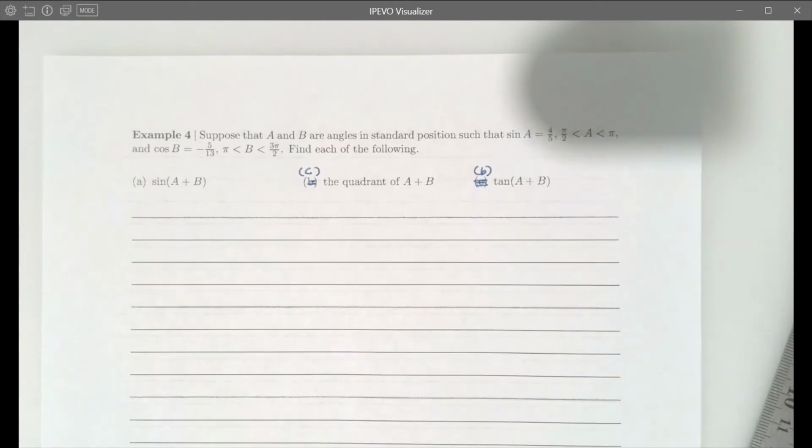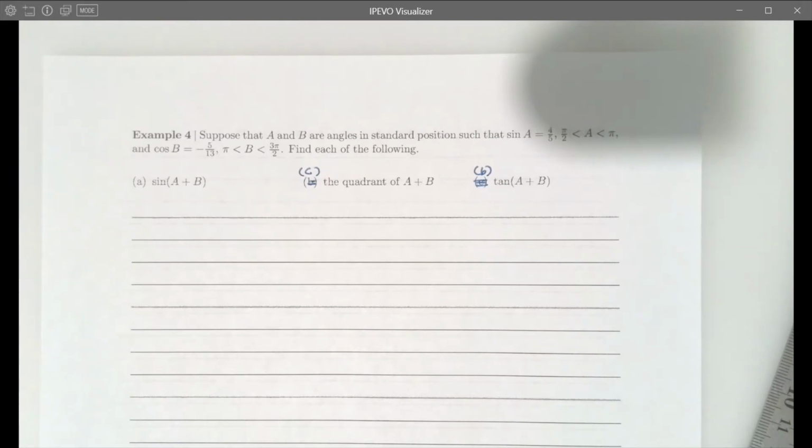Alright, example 4 is similar to example 3. It reads, suppose that A and B are angles in standard position such that sine of A is 4 over 5 and A is found between pi over 2 and pi, and cosine of B is negative 5 over 13, where B is between pi and 3 pi over 2. Find each of the following.